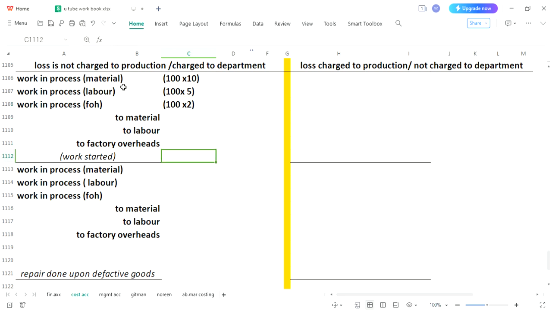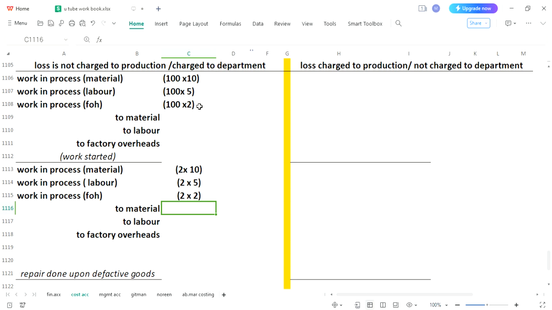At this stage, two units were damaged, and again you put some raw material. Per unit cost of raw material was 10, and some labor was put. Per unit labor was 5, and some factory expenses were incurred for the two units to make them good. Factory overhead per unit cost was 2.